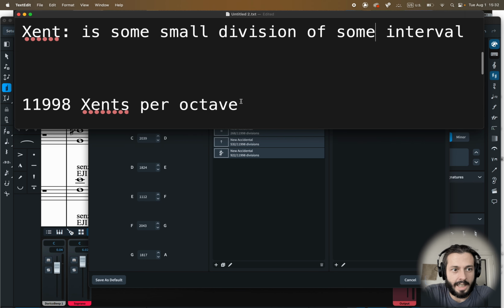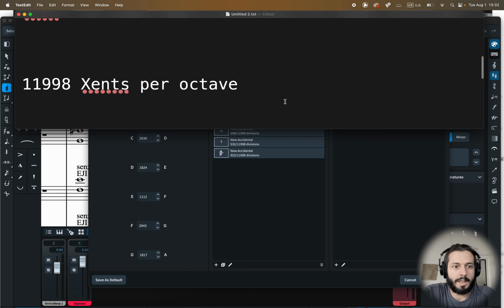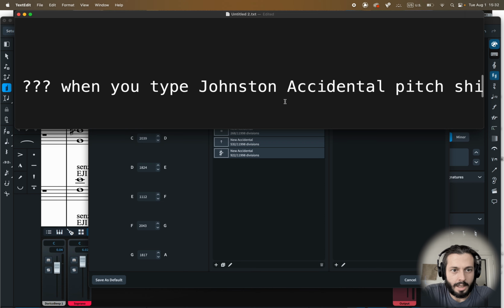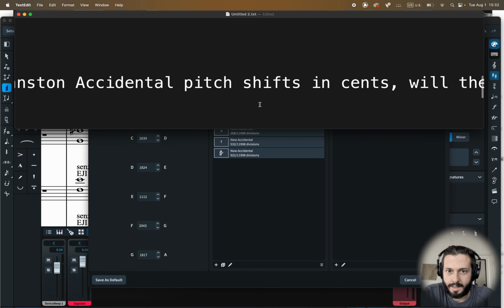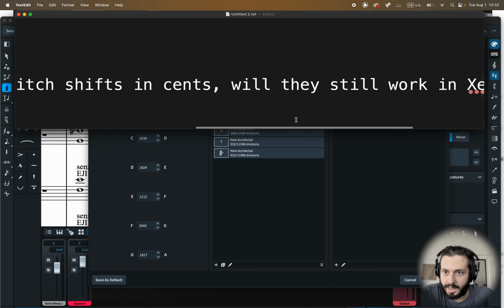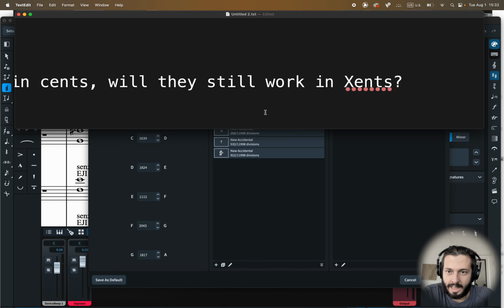So in this case, we have 11,998 Xents per octave. So this begs the question: when you type Johnston accidental pitch shifts in Xents, will they still work in Xents?